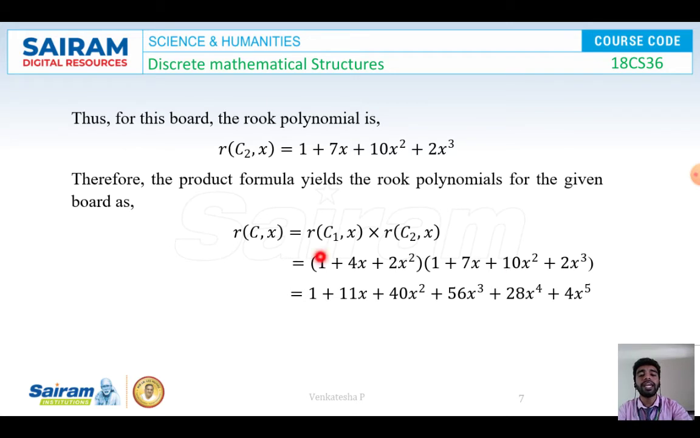I will be multiplying each term of this with each term of this. On simplifying this, we will be getting 1 plus 11x plus 40x square plus 56x cube plus 20x power 4 plus 4x power 5 is the required rook polynomial for the given 5 cross 5 C board by using the product formula.